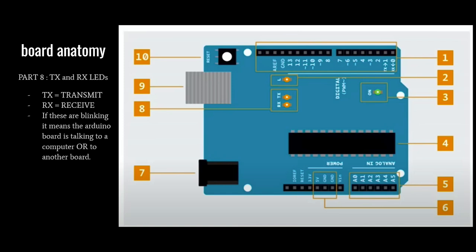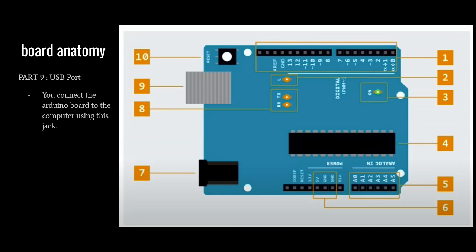Okay, TX and RX. This part you guys need to pay attention. TX and RX are just transmission and reception, which means if your Arduino wants to talk to another board, or maybe to a PC, or maybe to the internet, whatever you have it ready for, it should be able to. RX and TX just tell you whether it's receiving or throwing out information. And whichever one is blinking indicates which one it is.